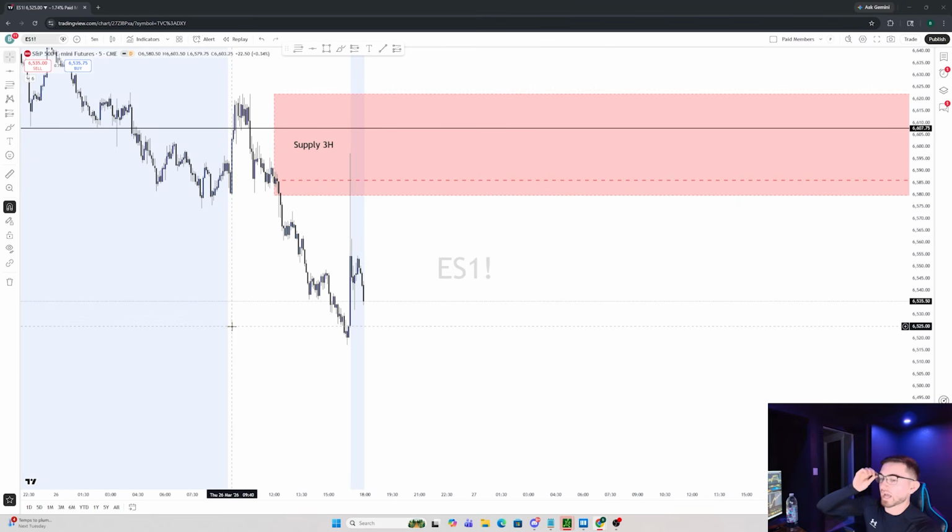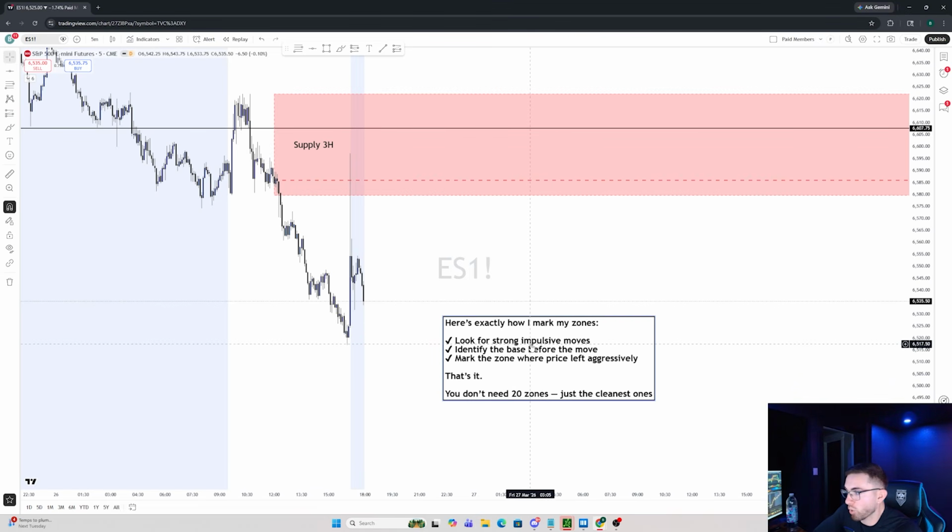Now, here is how to actually draw these zones, and here is what to look for. We want to look for a strong impulsive move within the market. We then want to identify the base before the move. The base is also known as the basing candle. When we get an impulsive move to the upside, we want to look one candle to the left, and that's going to be our basing candle. Or if we get a strong and aggressive move to the downside, again, we want to look one candle to the left, and that's going to be our basing candle. From there, all we have to do is mark the zone where price left aggressively. That's it. You don't need 20 zones on your chart. You just need the cleanest ones.